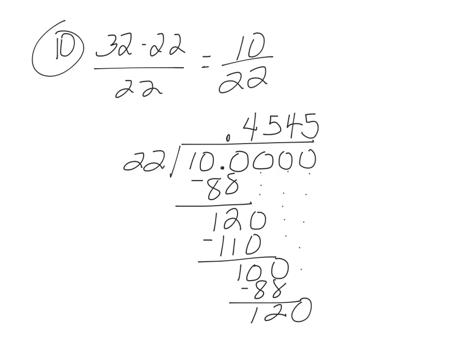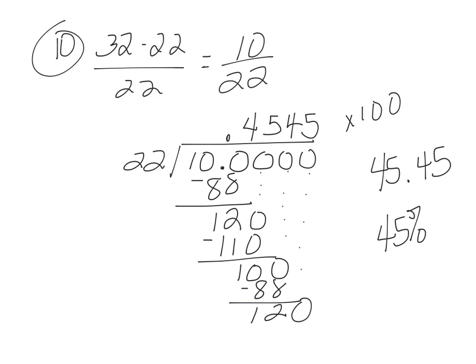So now I have plenty of numbers so that when I multiply it by 100, I'm going to get 45.45. And this basically tells me how to round. I could have even stopped a little bit sooner. So I'm going to round to 45%, and it is an increase.